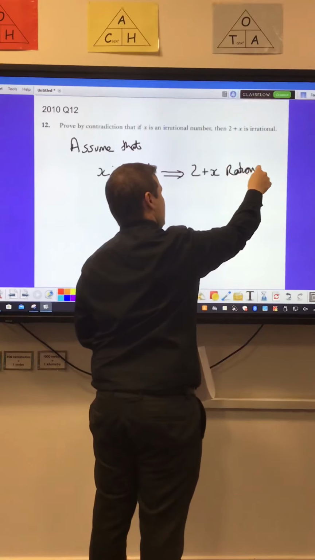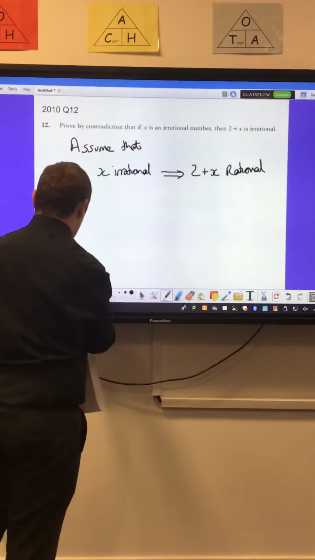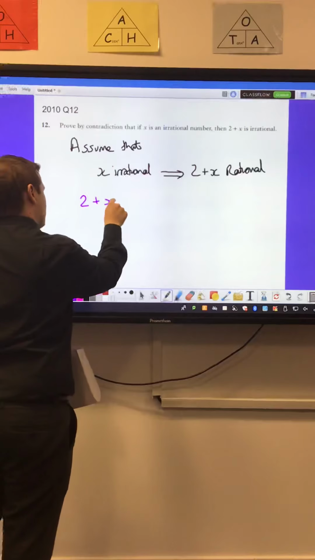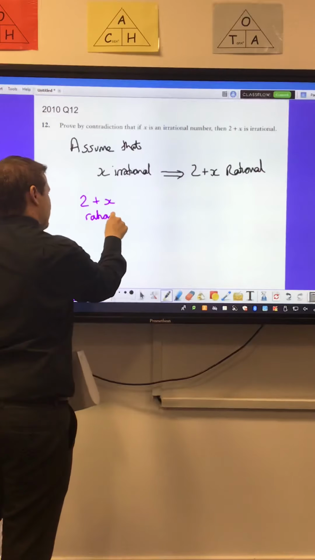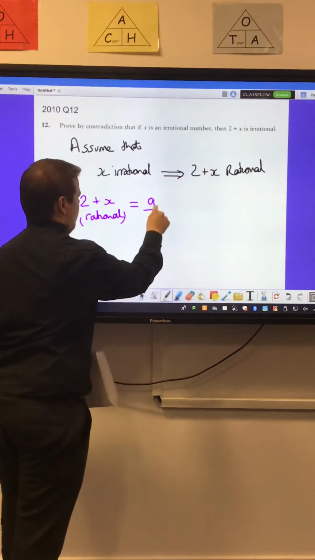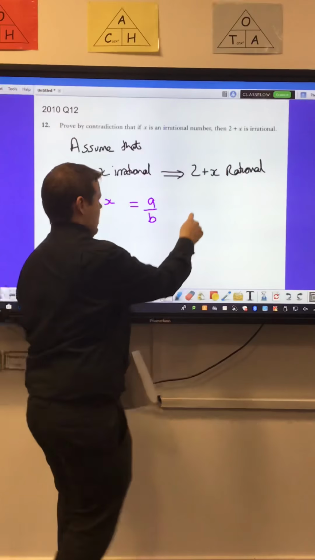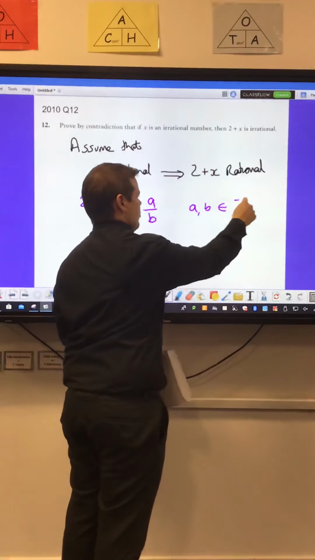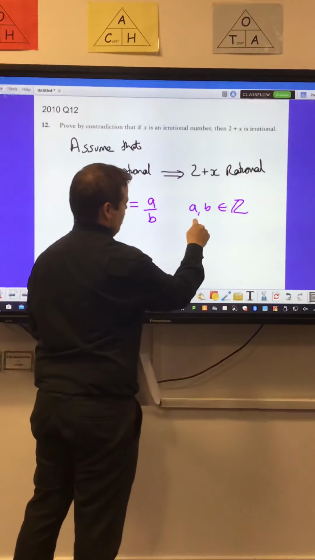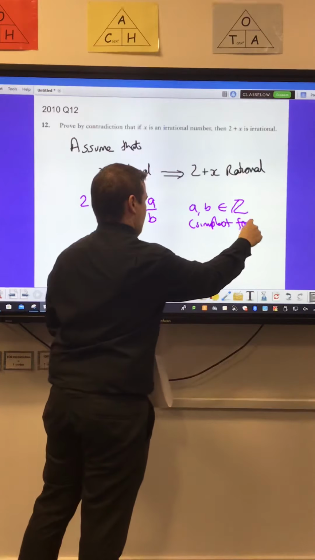Okay, I'm going to basically prove this wrong. So, what does it mean if 2 plus x is rational? If 2 plus x is rational, it means you can write it as a fraction, a over b. So 2 plus x can be written as a over b. A and b are just integers, and we're going to say that they're in simplest form.